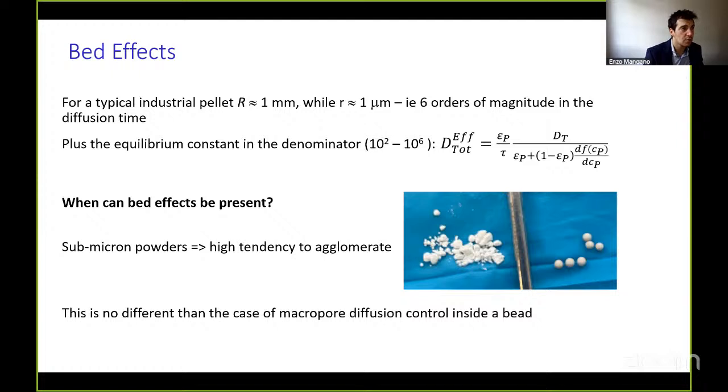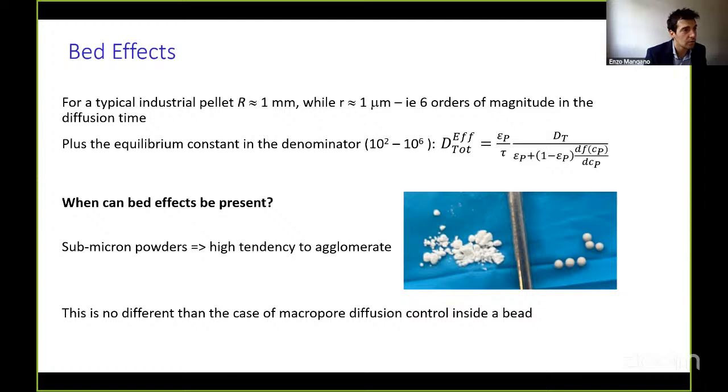And if you add also the fact that the macropore diffusivity has essentially the equilibrium constant in the denominator, this one can go for 2 orders to 6 orders of magnitude. So now you see that if you compare the diffusion times, unless you are in the case where the size of the molecule is very, very close to the size of the micropores, you're very likely to be controlled by macropore diffusion.